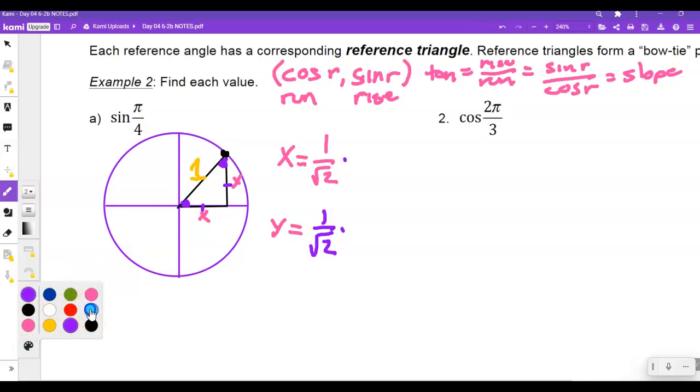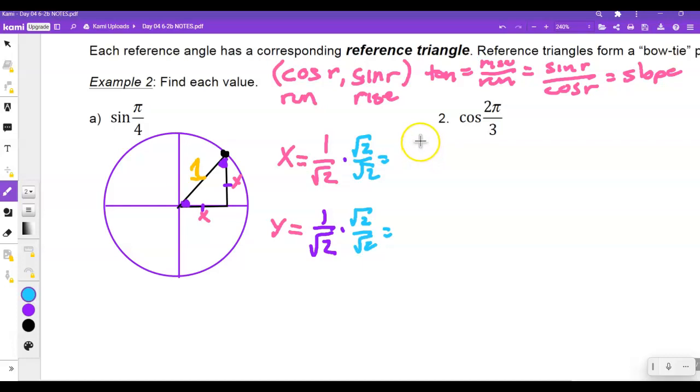We got to rationalize the denominator, so we multiply both of them by root 2 over 2, and they came out to root 2 over 2. So that means the x-coordinate is root 2 over 2, and the y-coordinate is root 2 over 2.